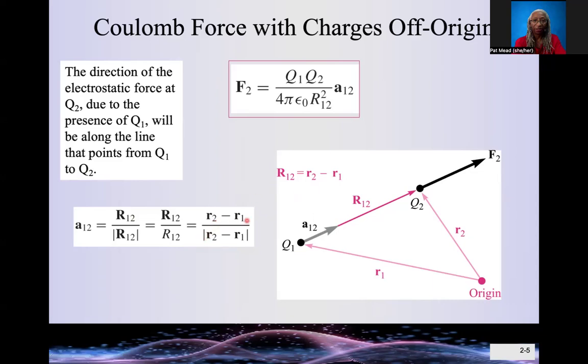So R2 and R1 have an X and a Y component, right? For R2 minus R1, you take the X components and subtract them. That's your X direction. You take the Y components and subtract them. That's your Y direction. And then the magnitude is the square root of the X component squared plus the Y component squared, right? Right now I'm talking about two-dimensional space. In three-dimensional space, you just add the Z component in there.